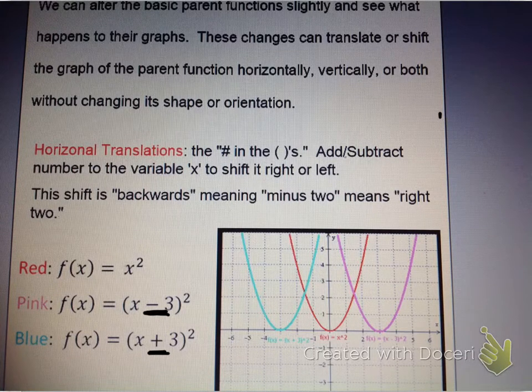And when we add to the x, what we're really going to do is slide the parent function to the left. And when we subtract from the x, we're going to slide it to the right. It'd probably be a good idea if you got pens of different colors, or highlighters would be even better, to take time here and sync up the function with the graph, because your guided notes aren't in color like this slide is.